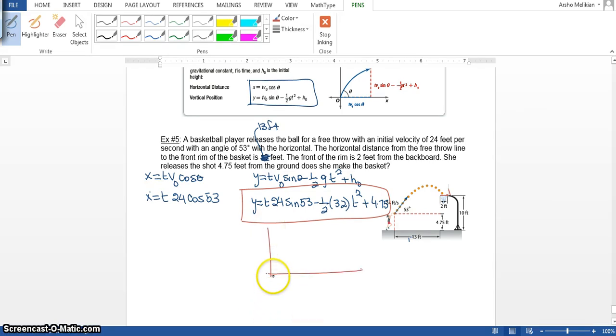When you're plugging it into the calculator, for the purposes of the calculator, it'll be x times 24 sine 53. Just keep in mind that that's t. Minus one half times 32, so minus 16. Okay, plug it in your calculator later. Right now, just take my word for it. This is what the equation will look like.